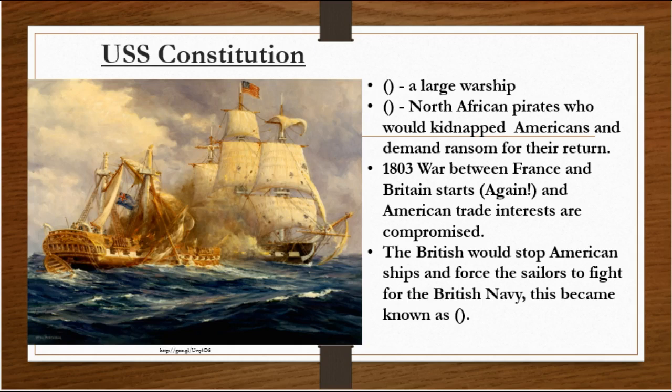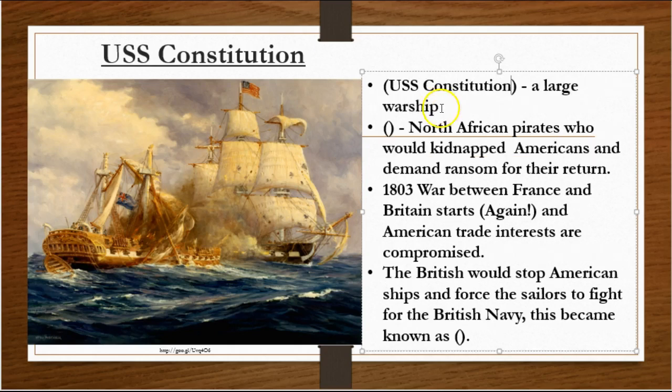So, back to the USS Constitution. The War of 1812 has not quite started yet, but we're almost there. The American ships, as I said, are being taken, and the United States decides they're going to build a small navy, and they decide to start with a large fighting ship called the USS Constitution. And the USS Constitution was unparalleled in terms of how powerful it was.